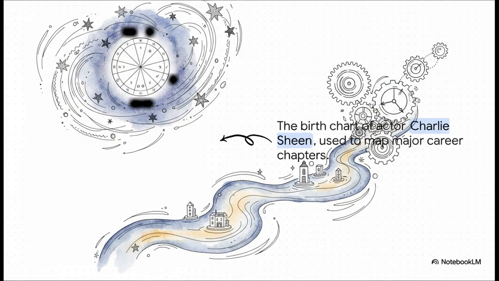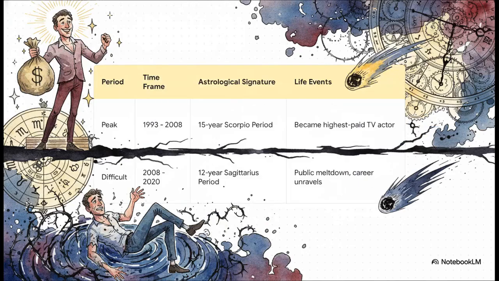Okay, so here is the birth chart for the actor Charlie Sheen. Using a technique like zodiacal releasing, ancient astrologers would have claimed that they could outline the major chapters of his career decades before any of it happened. And when you look at it, the correlation is pretty startling. According to this ancient technique, a 15-year peak career period for Sheen started in 1993.